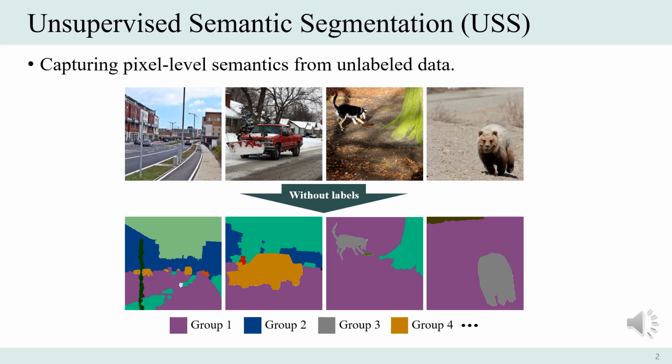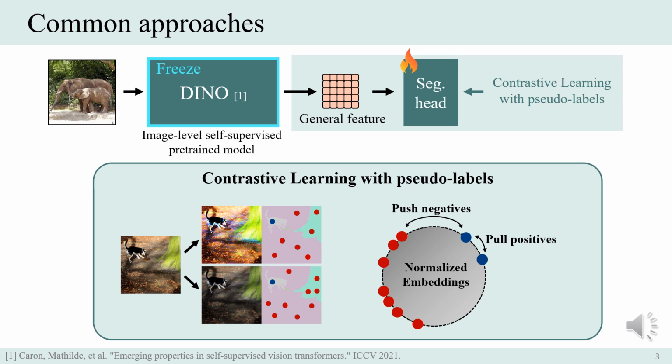Semantic segmentation is a major task for various fields, including robotics and autonomous driving. However, existing supervised approaches demand extensive pixel-level annotations. So it has spurred the emergence of unsupervised semantic segmentation, which is to capture pixel-level semantics of all things and stuff with unlabeled data.